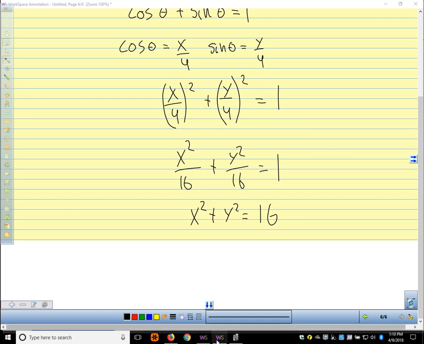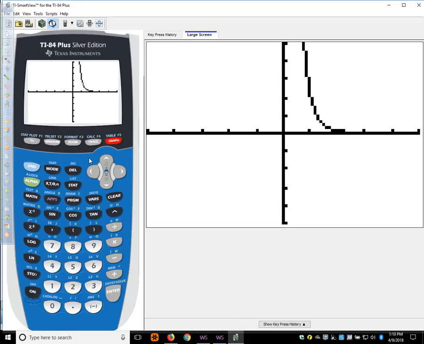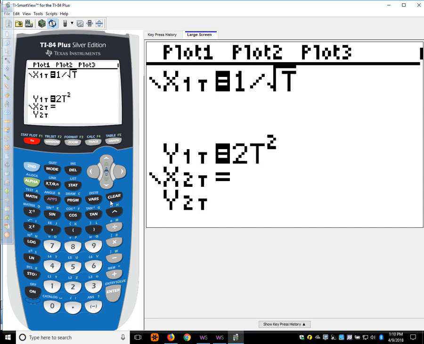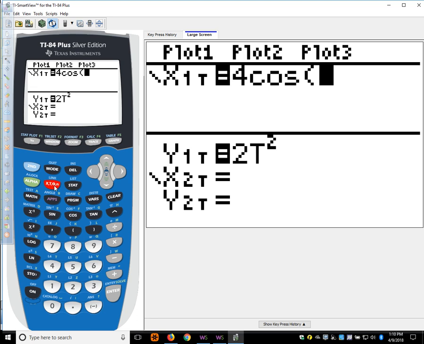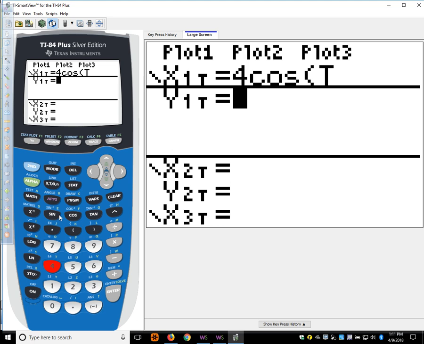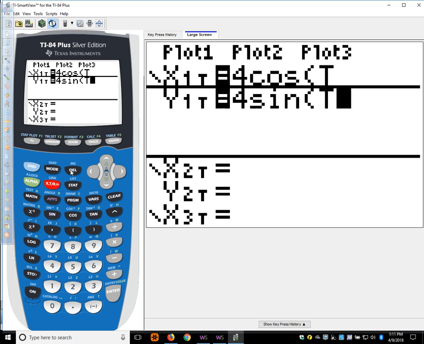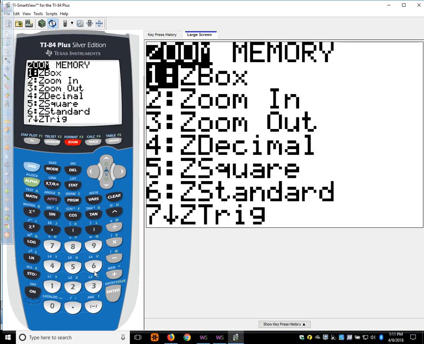All right, let's graph this in our calculator. Oops, that's not what I wanted. I wanted my calculator. So x was 4 cosine t, y was 4 sine t. I'm going to do zoom standard. And it turns out to be an oval, or an ellipse, because the screen on our calculator is not a square, it's rectangular. So the scale on the x is not the same as the y.